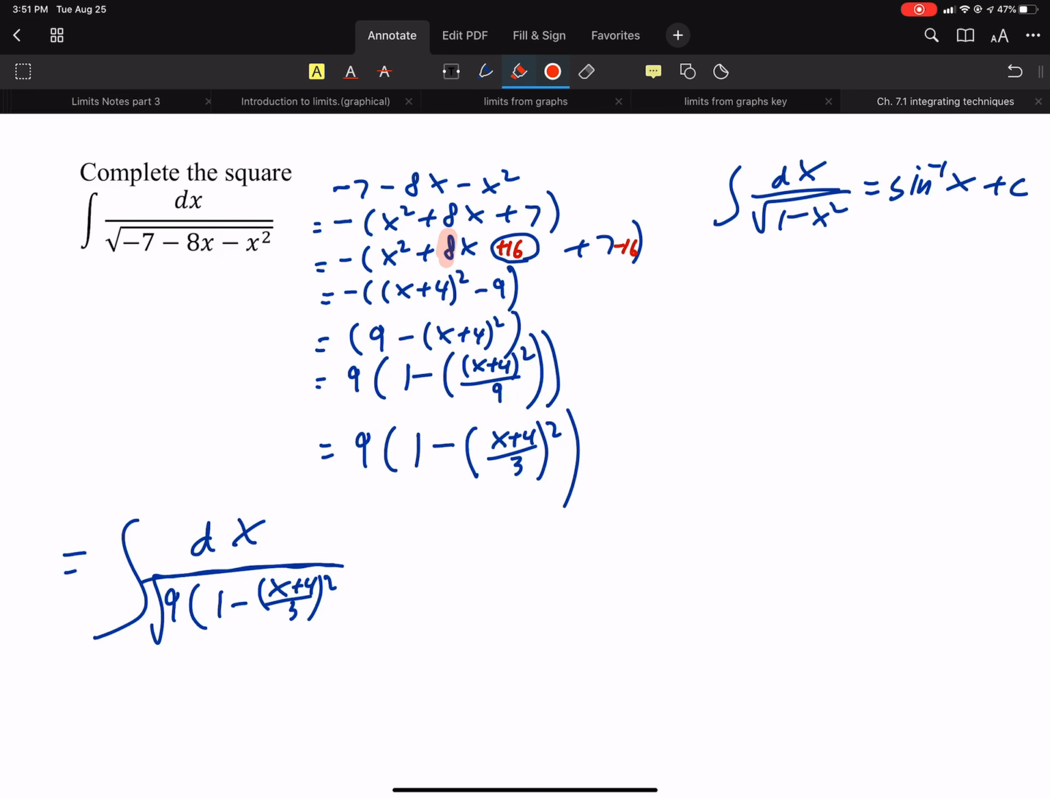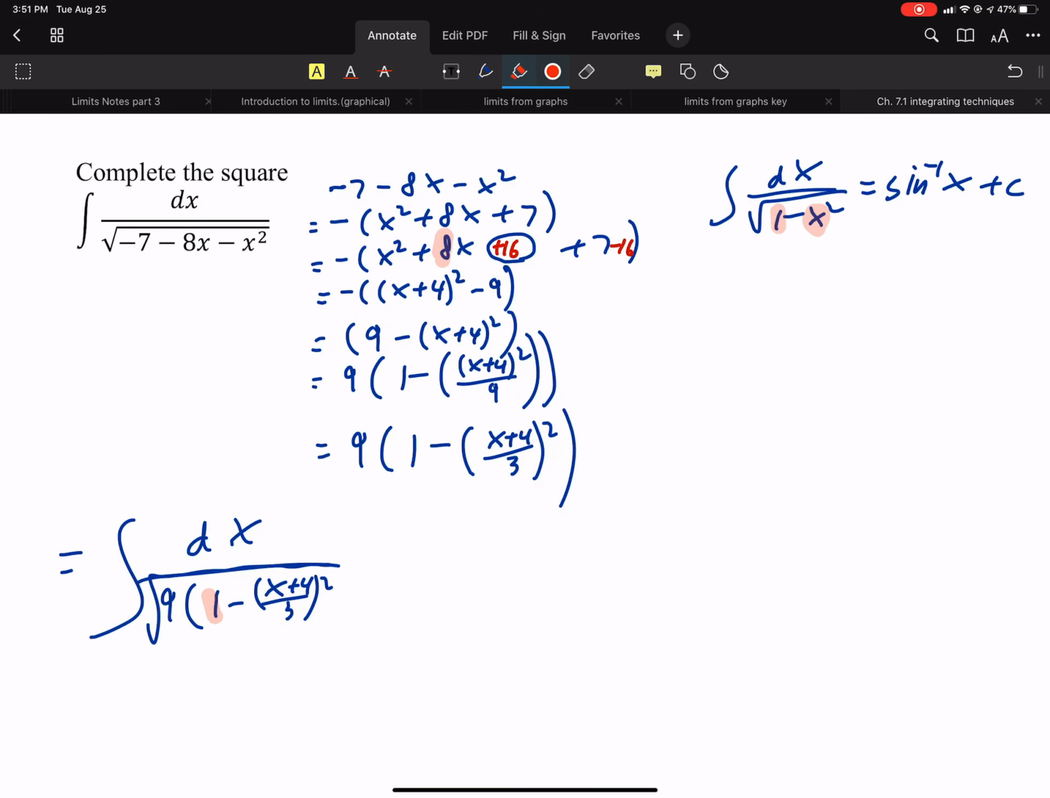So here's the thing. You want a 1 there, and we have a 1. You want a variable squared, but we don't have a variable squared. And this 9 shouldn't be there. So very simply, what is the square root of 9? It's 3. So we're going to pull that 3 out front.